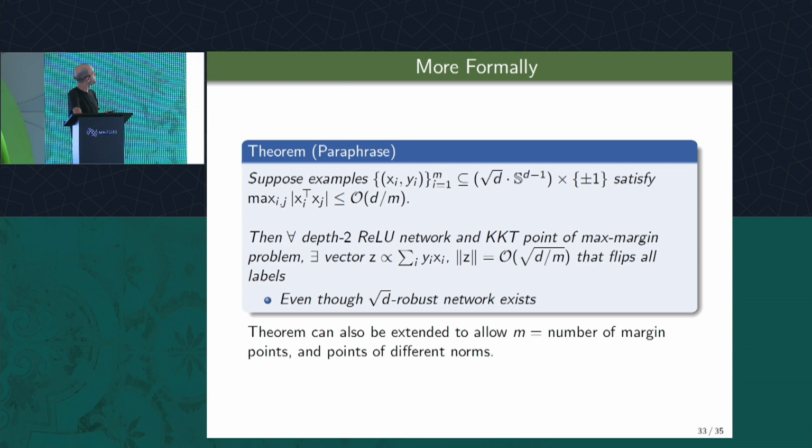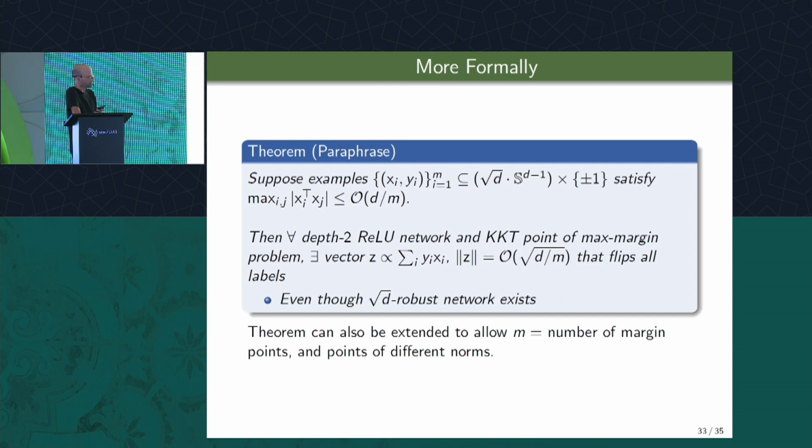So a little bit more formally, the result is that whenever you have examples where the training data is spread, so the inner product between the different training examples tends to be small, then for any depth ReLU network and any KKT point of the max margin problem, no matter which one, you can find a small perturbation, a vector z, that flips all the labels.